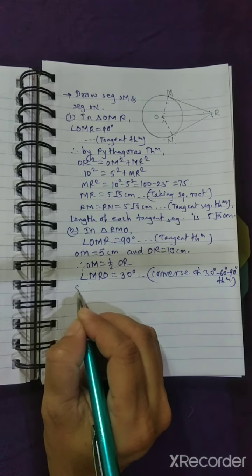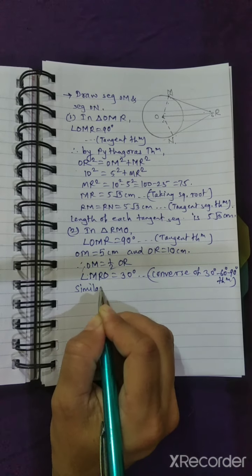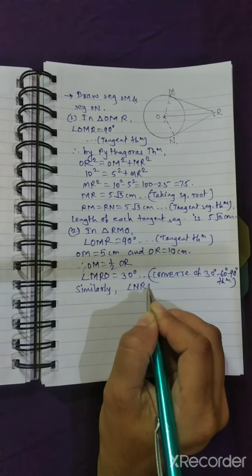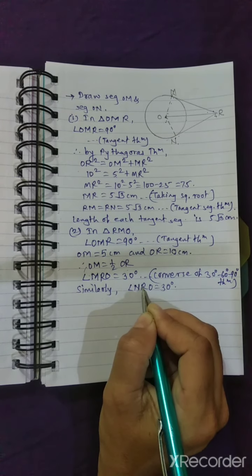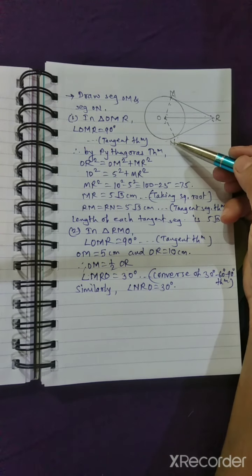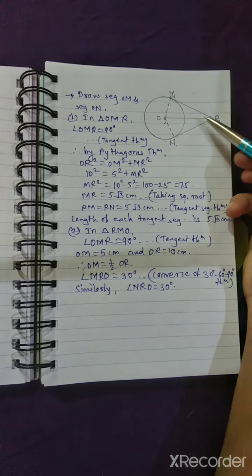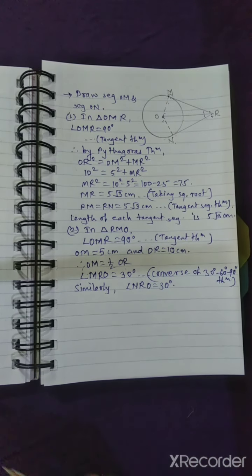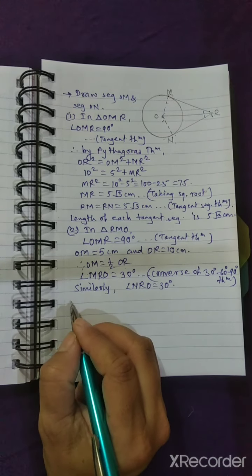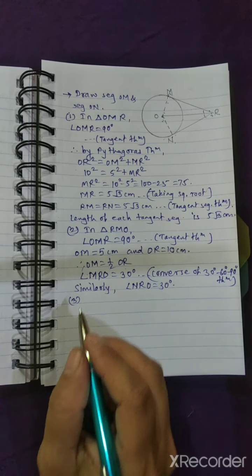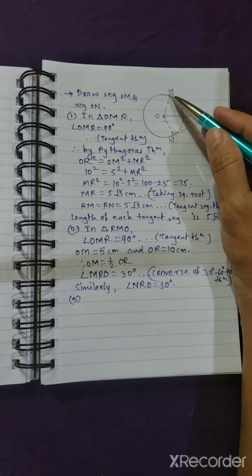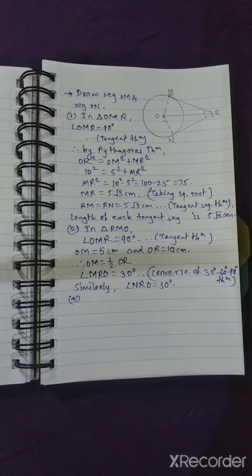Now similarly, we can say that angle NRO is also equal to 30 degree. So these two angles are of 30 degree. And now third sum. Thirdly, we have to find the measure of angle MRN.